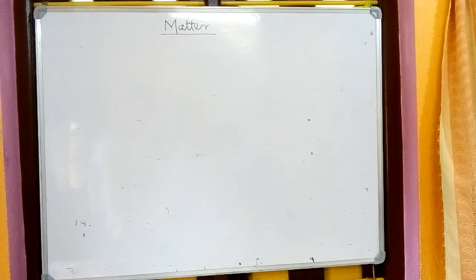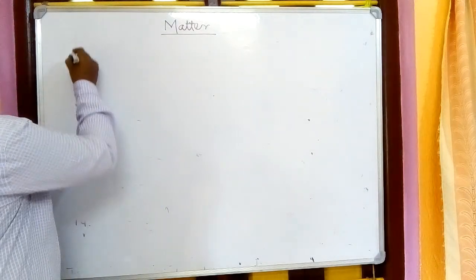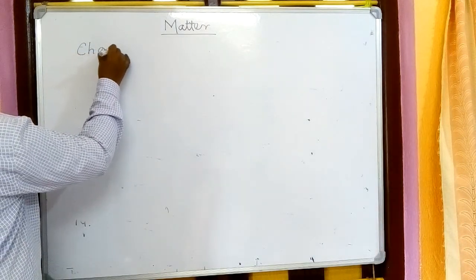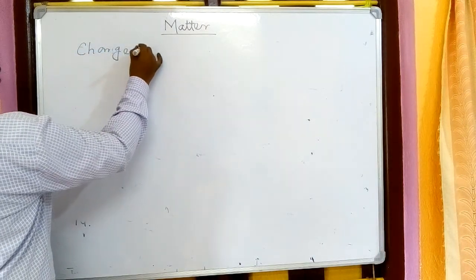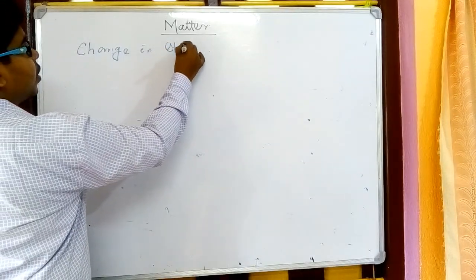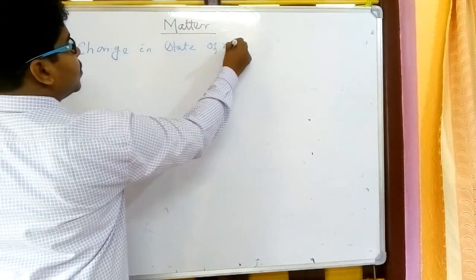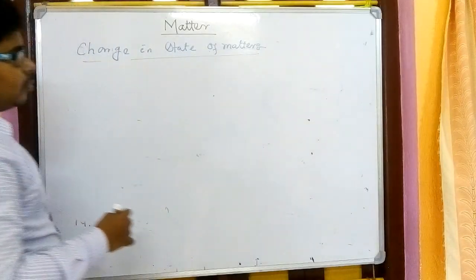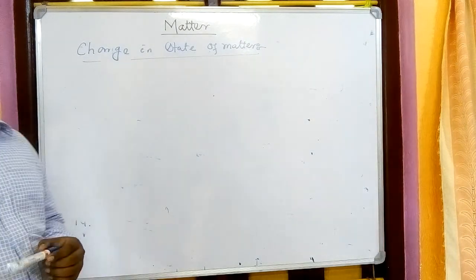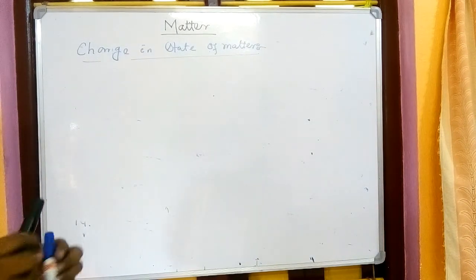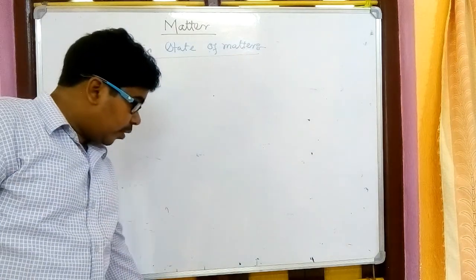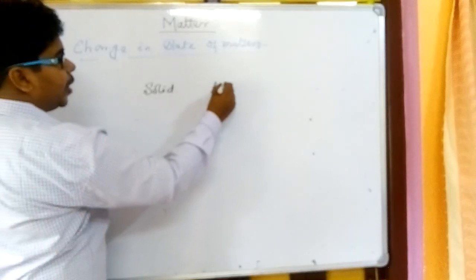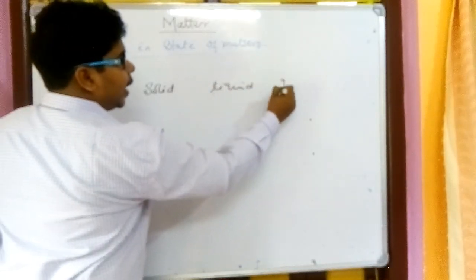Now we'll discuss the important part of the matter chapter, and the last part also, that is change in state of matter. By seeing the heading only, you have understood that here we are talking about state changing. There are three states we have just learned: one is solid, one is liquid, and another one is gas.